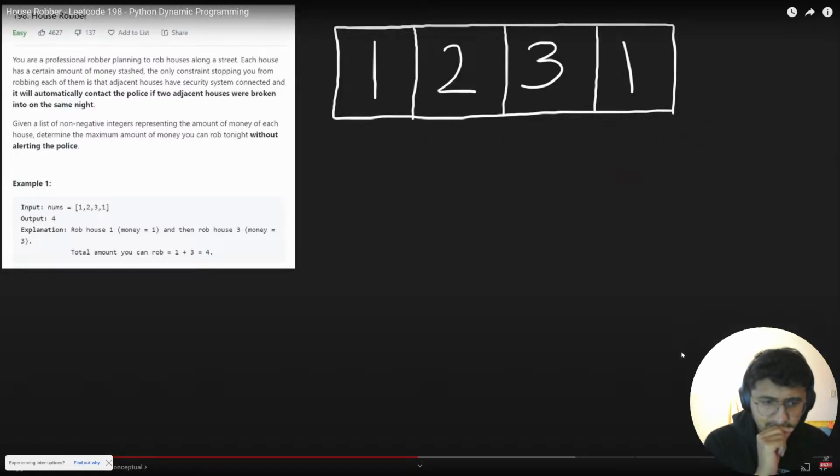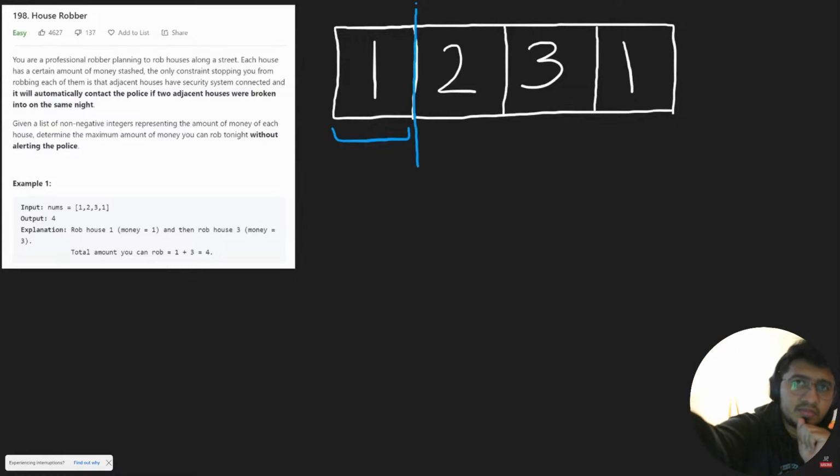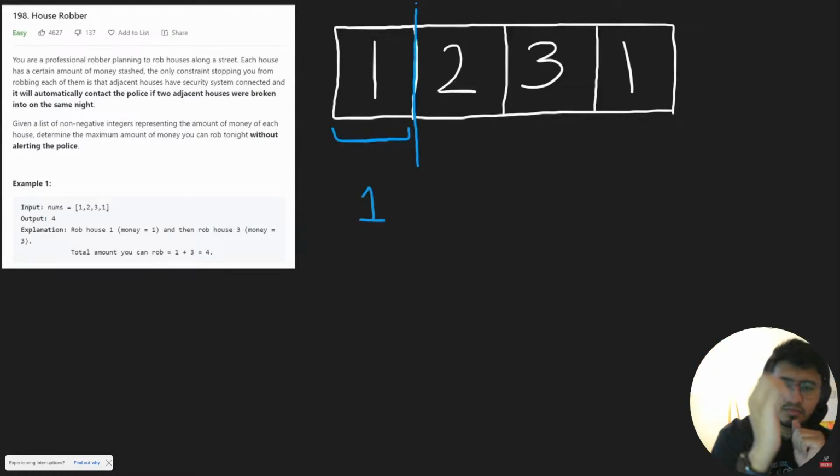So let's start at the first house, like we've been doing. If we rob this house, that's basically our base case, right? So we can decide to rob this house. In that case, up until this point, we could rob a total of 1.